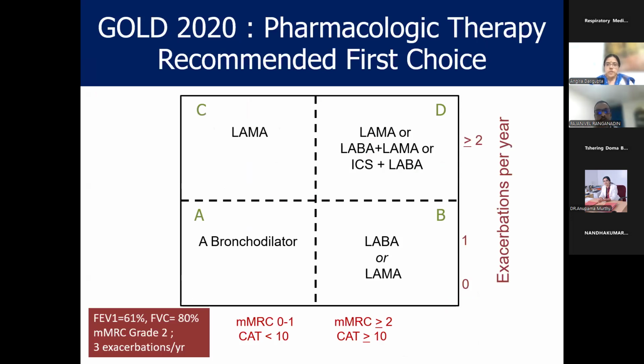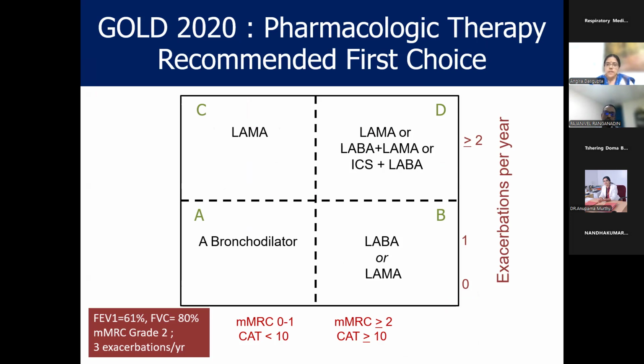And now if we put this patient into the well-known grid that GOLD has come up with, it is simple to find out that the mMRC was 2, so it's not A, it's B or D. And the exacerbation rate was 3 exacerbations per year, so it's D, all right. Now, what has been suggested as a treatment for section D?